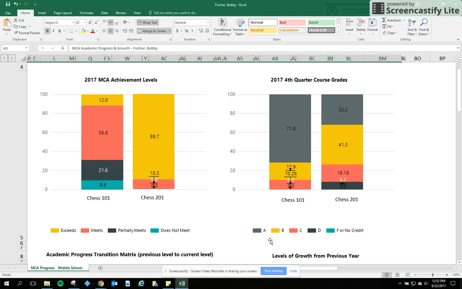As you move to the right, this next graph simply takes a look at when Bobby Fisher had his Chess 101 class, what percent of the students had A's, what percent had B's, C's, D's, and F's. Same thing for his Chess 201 class. 32.2 had A's, 41.3 had B's, and you can work your way down.